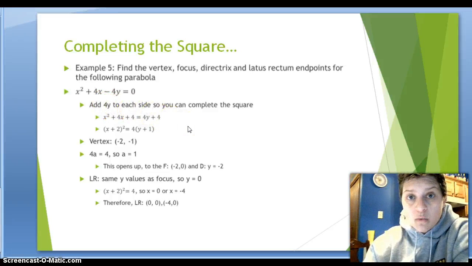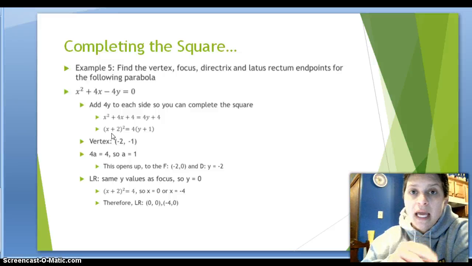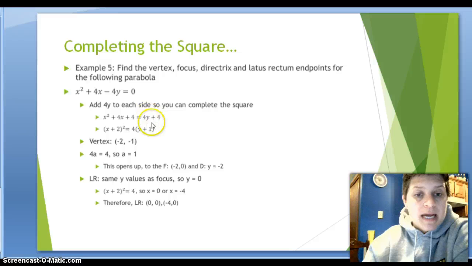Hopefully you remember how to complete the square: (b divided by 2) squared. So if you take 4 divided by 2, that's 2, square it, you get 4, and that's why I added 4 to each side. Completing the square on the left leaves you with (x + 2)^2. On the right-hand side, if you remember, we have 4a times the quantity y minus k. So we want to factor out a common factor, so we have a 4 out here. Once you have that, we have this in our general form.